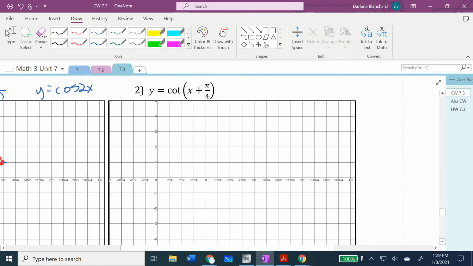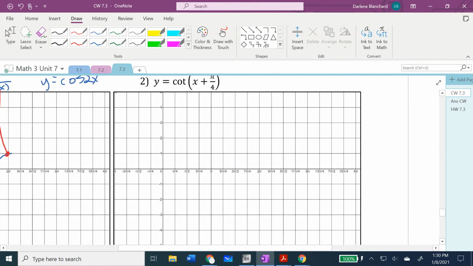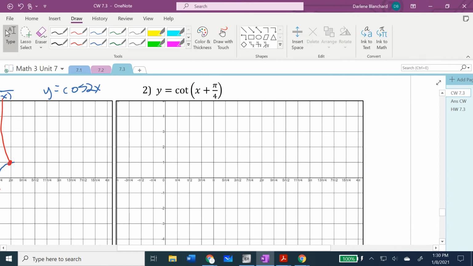Now let's move over to cotangent. When you look at what this is saying, we're going to take the parent graph of cotangent and move it which direction? Let me see in chat. Which direction am I moving the parent cotangent graph? I'm going to move it left pi over 4. So I can kind of map this out.